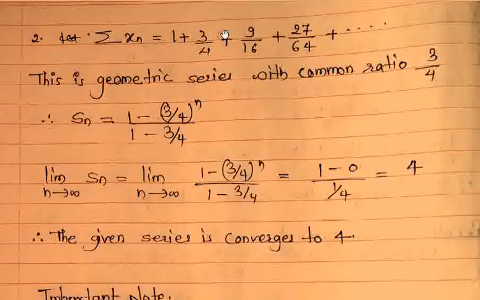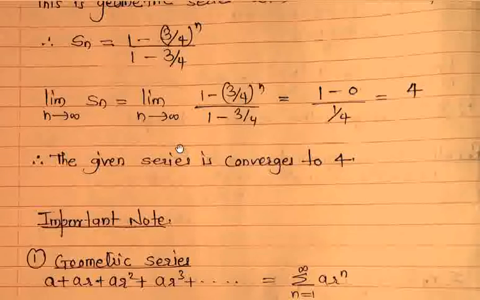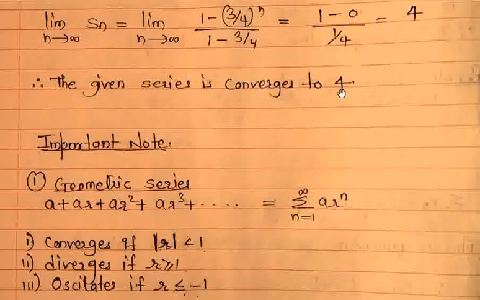Next, the series 1 plus 3 quarters plus 9 by 16 plus 27 by 64. The common ratio is 3 by 4. This means that every time you multiply the previous term by 3 quarters to get the next term. So you substitute in the formula (1 minus r to the n) divided by (1 minus r), where r is 3 quarters. So you find the limit as n tends to infinity. Anything to the infinity is 0, so 1 minus 0, and this is a quarter. So 4 multiplied by 1, which is 4. So the given series converges to 4.